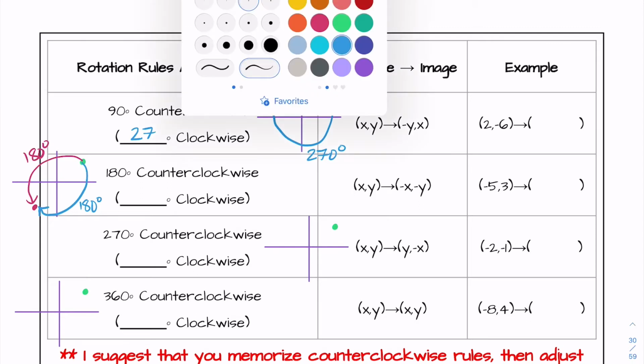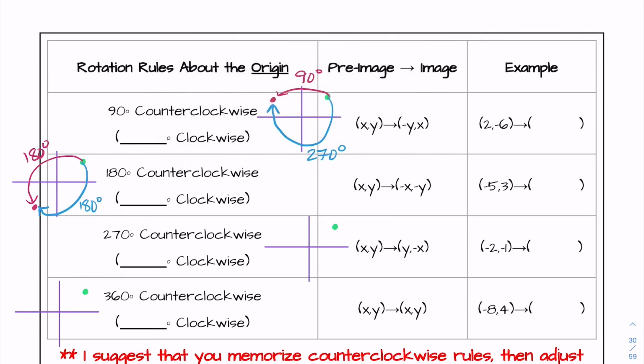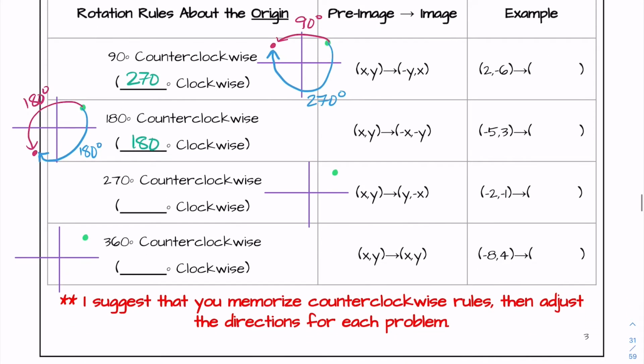So this one was 270. This one is 180. And I think you guessed the pattern by now. This one's probably 90. So let's take a look. This point, if I go 270 counterclockwise, that puts me right here.